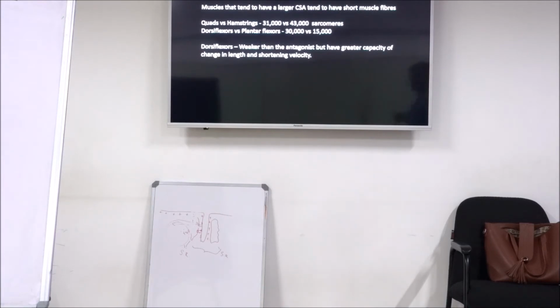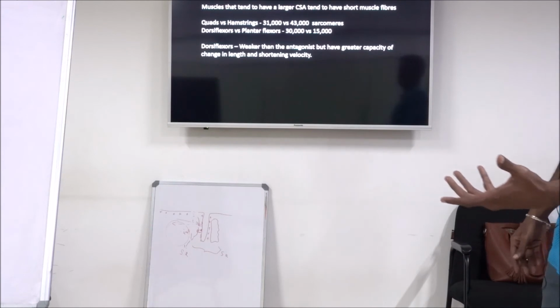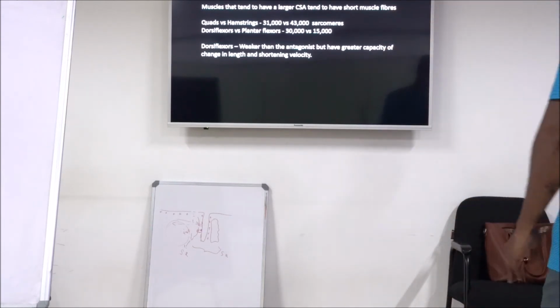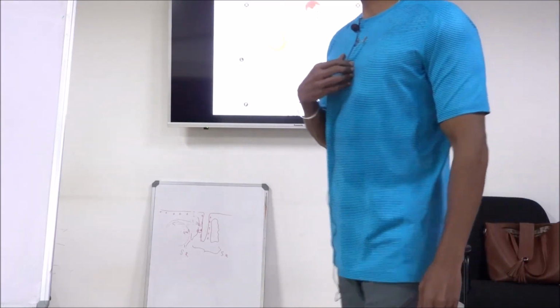His question is answered. So quads versus hamstring, see that the number of sarcomeres is quite more in hamstring. That means the fiber length is more. And dorsiflexors versus plantar flexors again: the dorsiflexor is weaker than the antagonistic plantar flexors, but it has a greater capacity of change in length and the velocity of shortening contraction. Okay, so now coming to the third part.